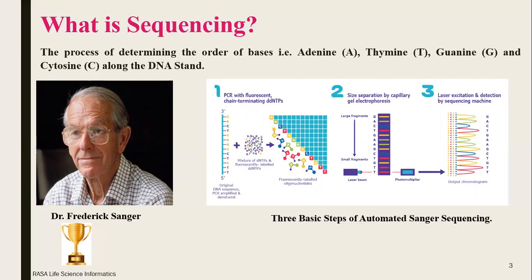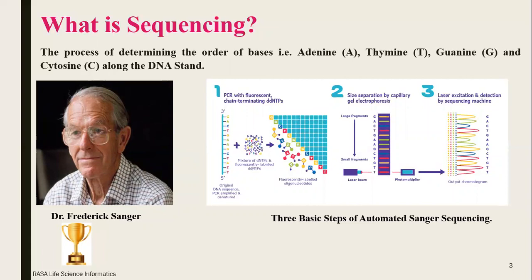Now in 1977, Sanger and his colleagues introduced a dideoxy chain termination method for sequencing DNA molecules, also known as the Sanger method. You can see in this picture the 3 basic steps of automated Sanger sequencing. The first step is the DNA sequence for the chain termination by PCR. The second step is the size separation by gel electrophoresis. And the third step is the gel analysis and determination of the DNA sequence.